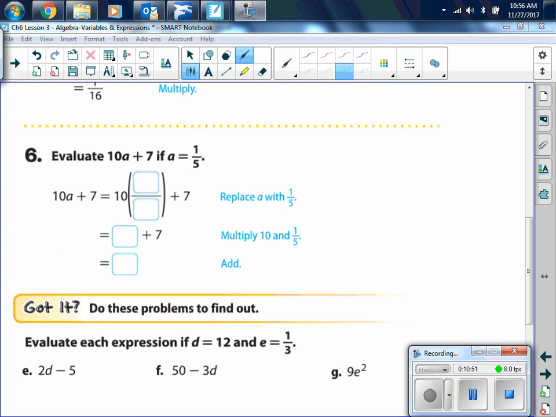All right, so for example 6, we want to evaluate 10a, or 10 times a, plus 7 if a is equal to 1/5. So wherever there's an a, we're going to put 1/5. So we have 10 times 1/5. And now, according to our order of operations, we're going to do our multiplication first. So 10 times 1/5, of course, is 2. And we have 2 plus 7, which is 9. And it's as simple as that.